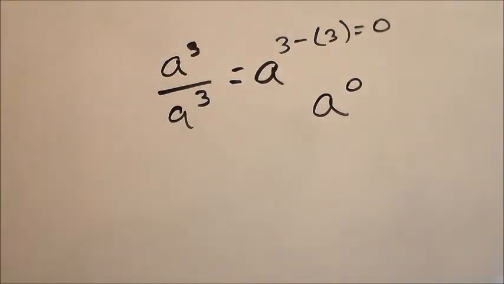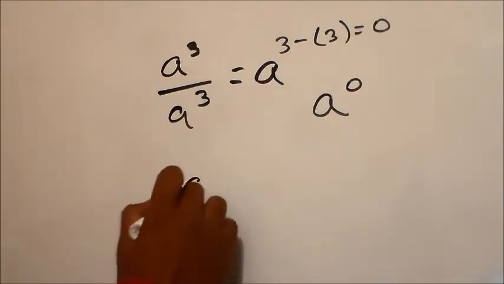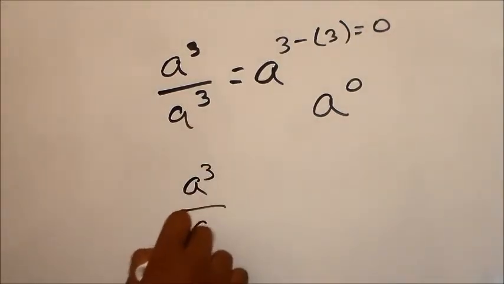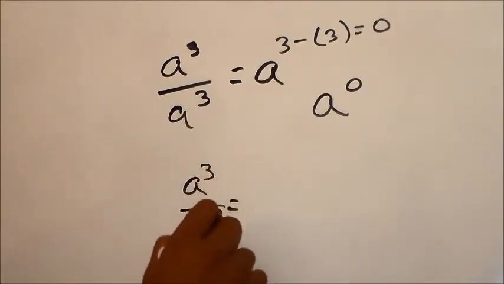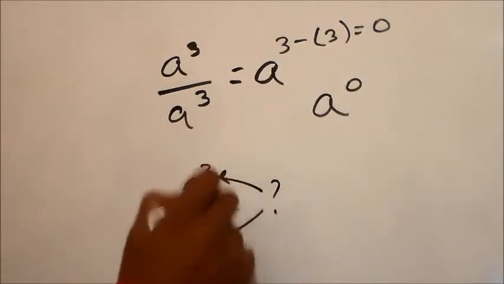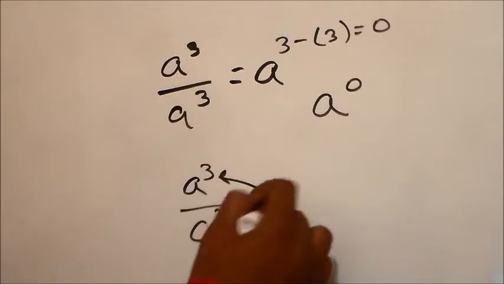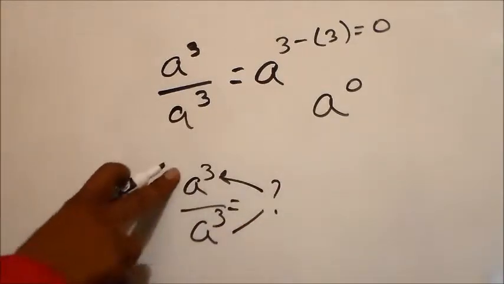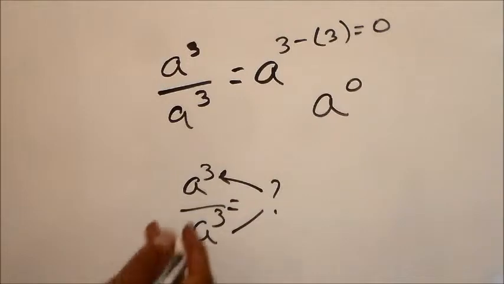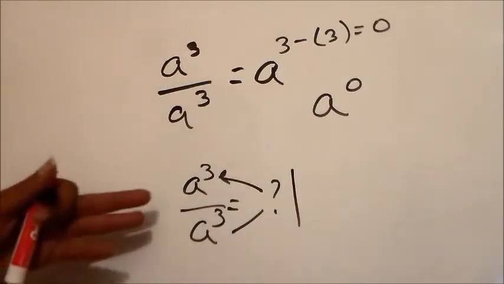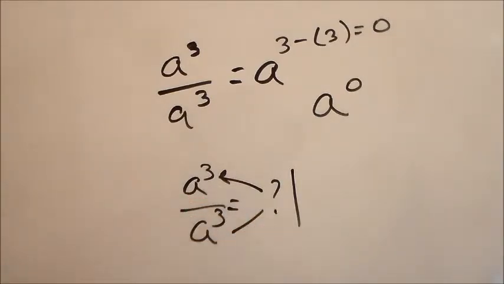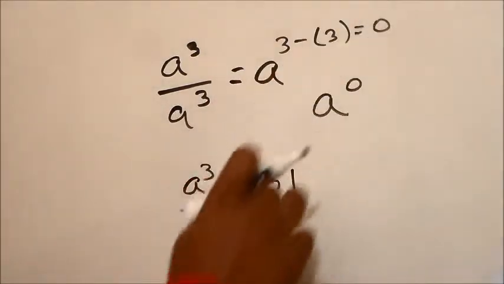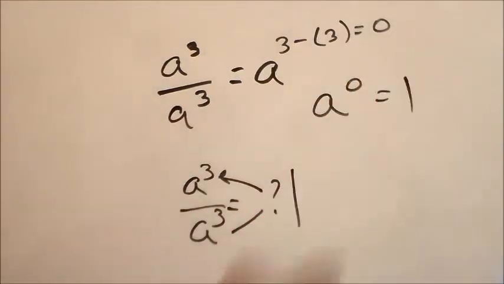But if we looked at this, every fraction is basically like a division and multiplication problem. So if we have a cubed over a cubed, I have to look at what times this is going to give me this. So it's the denominator times what's on this side of the equal sign equals the numerator. So basically 1. So a cubed over a cubed equals 1. If we use our quotient rule, it basically gives us a to the 0.